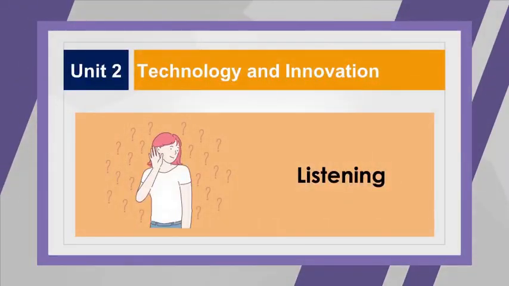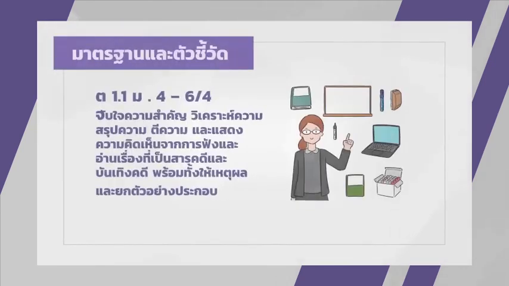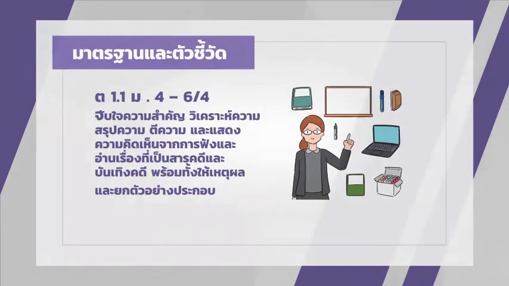This is English class for M6 level. The second unit, Technology and Innovation. This lesson will focus on enhancing students' listening abilities. And this is the strand and indicators of the lessons.